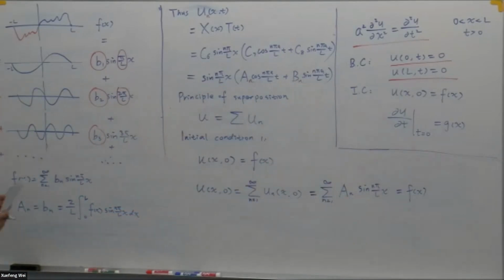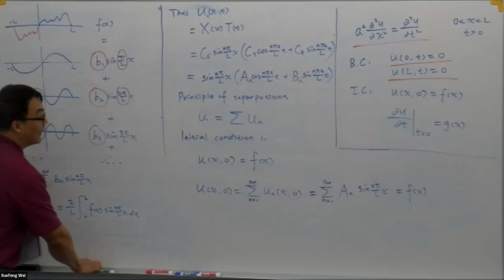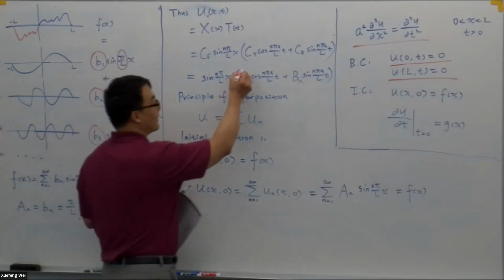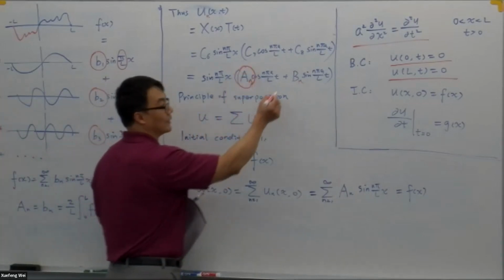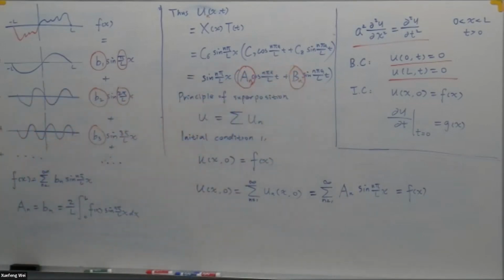All right, and then what else should we do next? Now we have determined the An here. We have determined Bn. We need to determine Bn. Now we need to determine the Bn. How do we determine Bn?